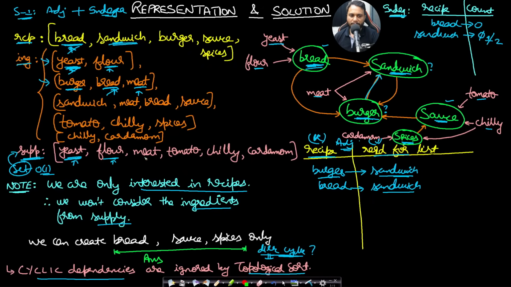So you require meat, but meat is present in the supply section, so no update will happen because this will be ignored from our graph. Okay, we are done with sandwich. We will be going to burger.